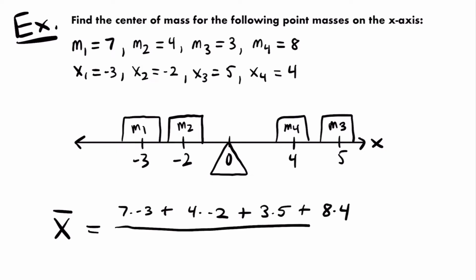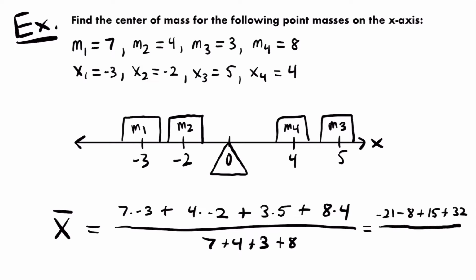That will be divided by all of our masses added together, so we will have 7 plus 4 plus 3 plus 8, since those are the values of all our masses. If we simplify, 7 times negative 3 is negative 21. Then 4 times negative 2 is negative 8, so we have minus 8. Then we add 3 times 5, which is 15, plus 8 times 4, which is 32. That will be divided by all of these masses added together, and 7 plus 4 plus 3 plus 8 is equal to 22.